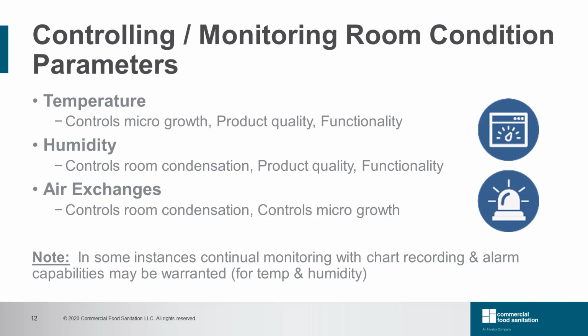Air exchanges help control both condensation and microgrowth, as air is pulled through conditioning units at a proper frequency. The plant should have established ranges and targets set for the specific products that are being produced. The facility needs to monitor and document the conditions. In some cases, a continuously monitoring system may be used, which will alarm if conditions exceed the set range.